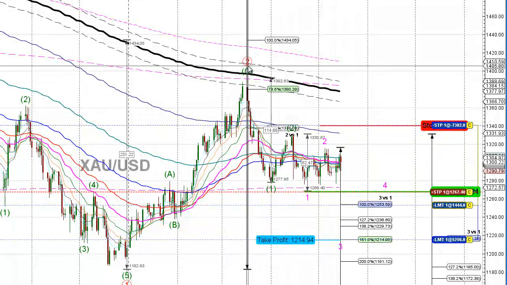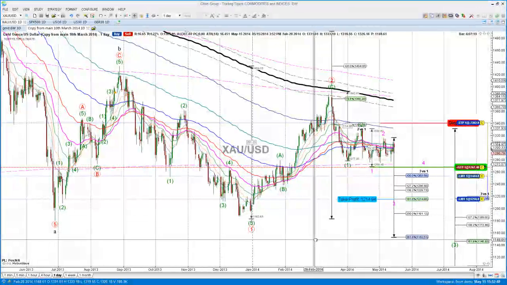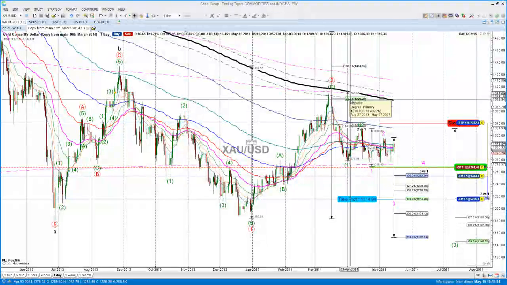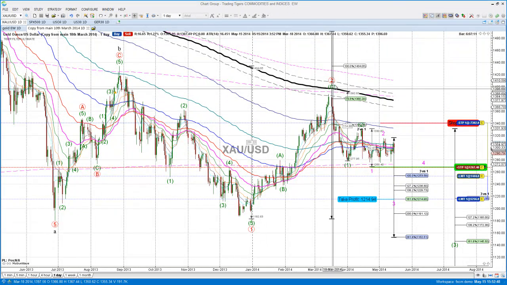It's wave 2 completed on 16th of March 2014, and it came at the high. As you can see, here's the Fibonacci retracements at 78.6. So we went a little bit higher than expected, but as you can see, here's the 100%.